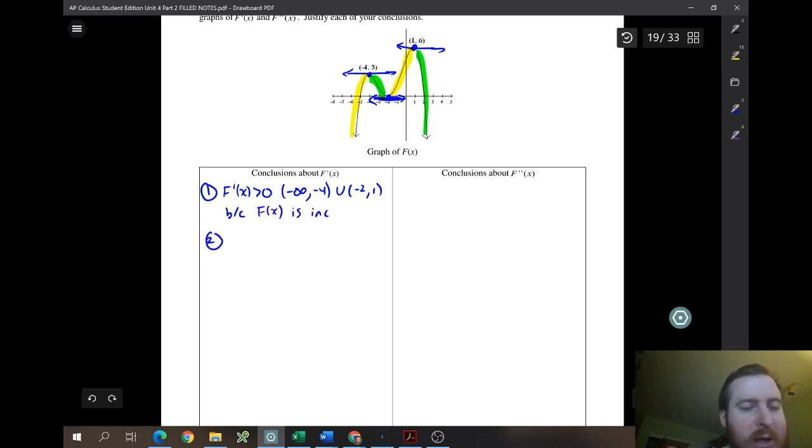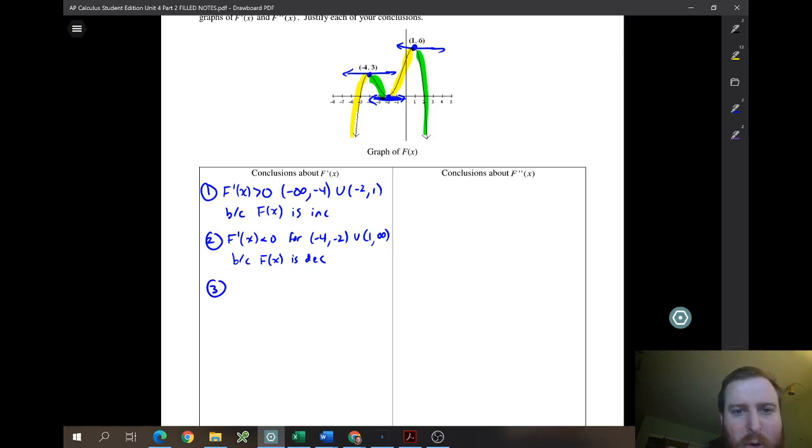Then we can do the same thing with decreasing. F prime of x will be less than 0 for negative 4 to negative 2, union 1 to infinity, because f of x is decreasing. Okay, and then we can do our critical points. All of those are horizontal tangents.